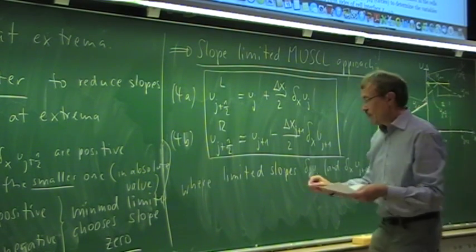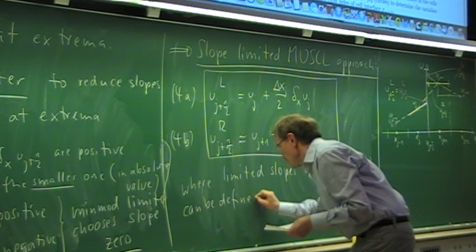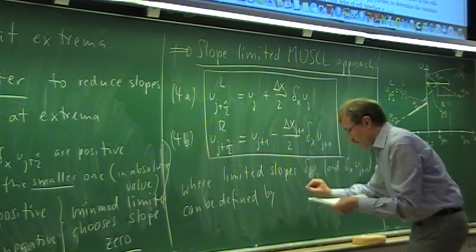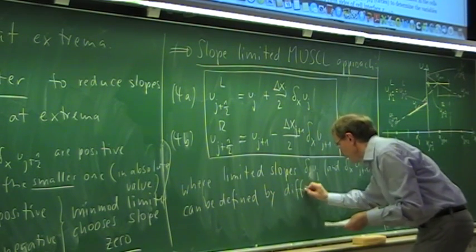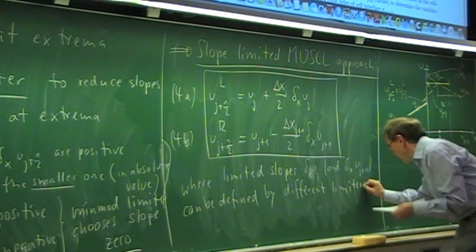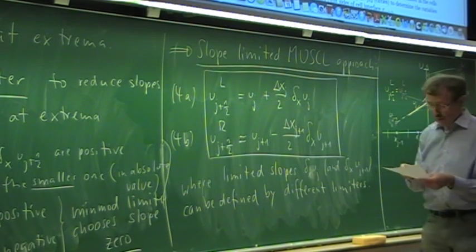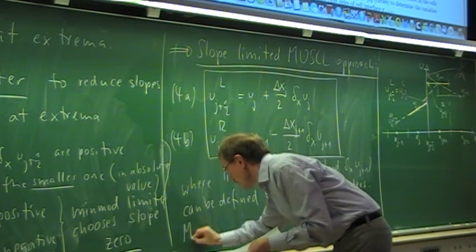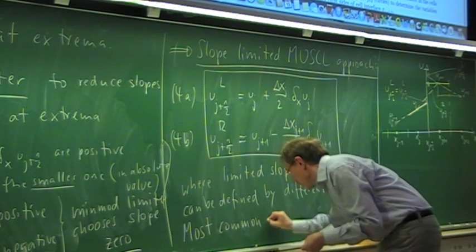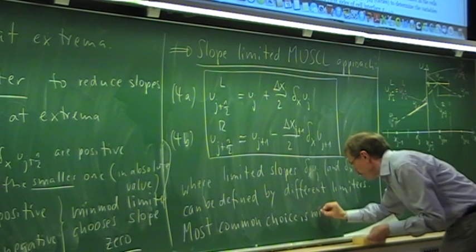They can be defined by different limiters. In the lecture notes and also in the textbook, you'll find other limiters than the Minmod limiter. But the most common choice is the one that we already started to discuss, the Minmod limiter.